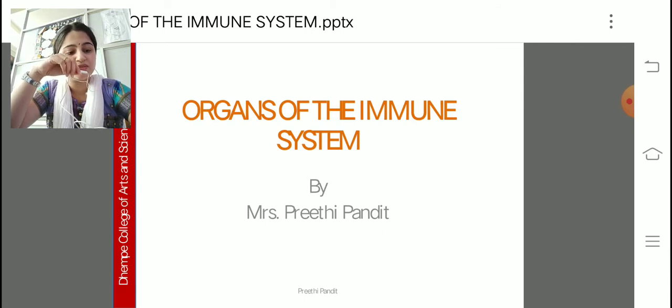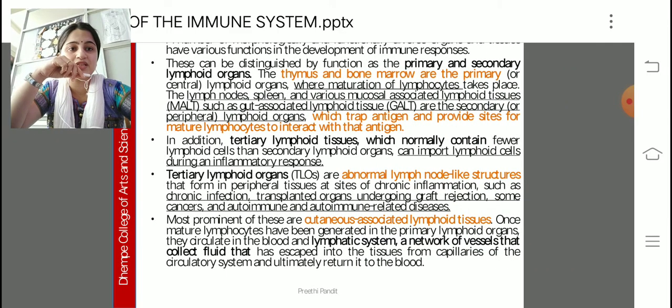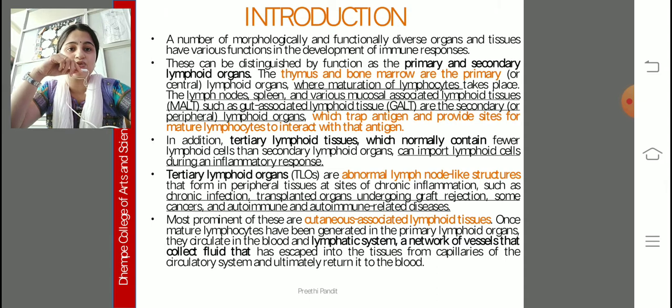The immune system is made up of organs which control the production and the maturation of defense cells known as the lymphocytes. Okay, so there are three types. Before that we will discuss the organs. Many morphologically and functionally diverse organs and tissues have various functions in the development of the immune responses, and they can be differentiated into the primary, the secondary, and the tertiary lymphoid organs.